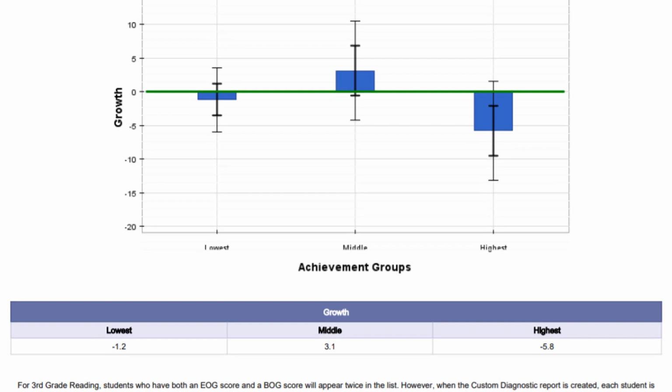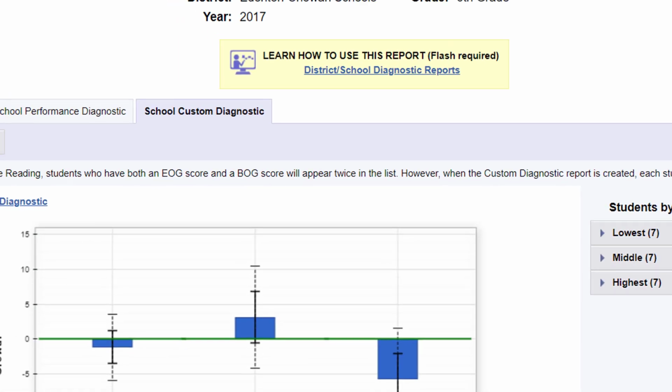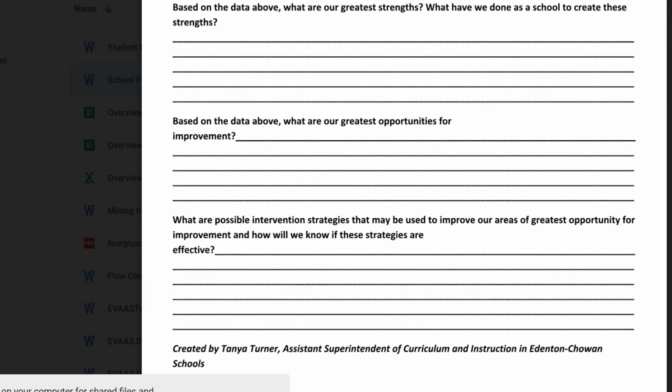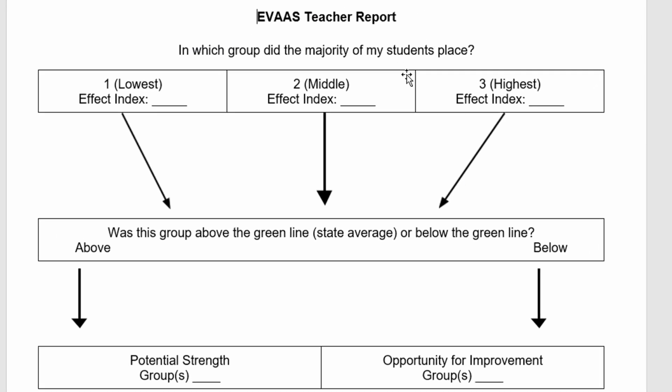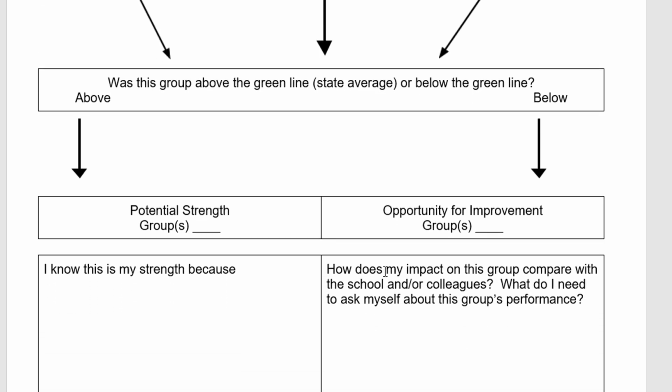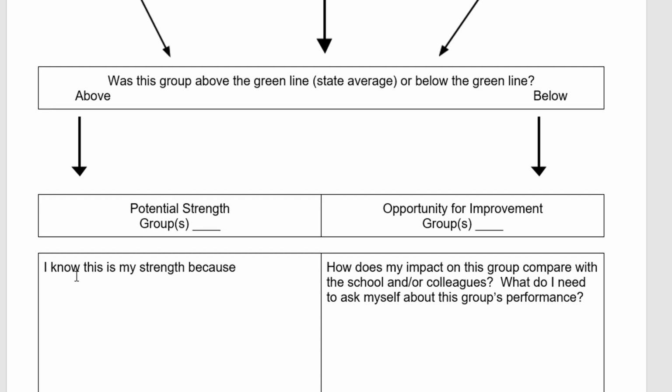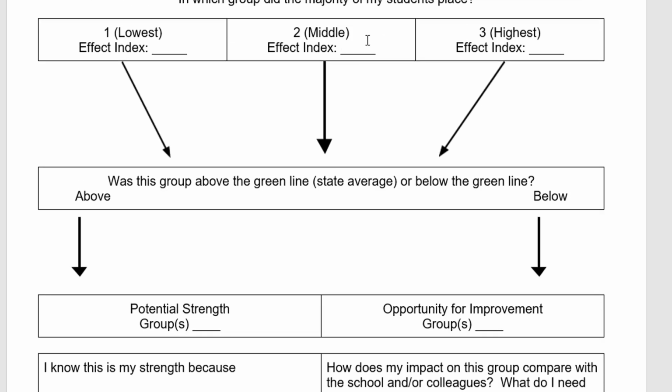I would do a reflection activity with your teachers so they could go through and talk about their areas of strength and their areas of need, and here is a chart that I would use to do that. Okay, so here I would have that teacher go in and put her growth index for her lowest performing students, her growth index for her middle performing students, and her growth index for her highest. And then, based on that, answer these questions. I know this is my strength because, well, my potential strength of the one that we just looked at was this middle group.